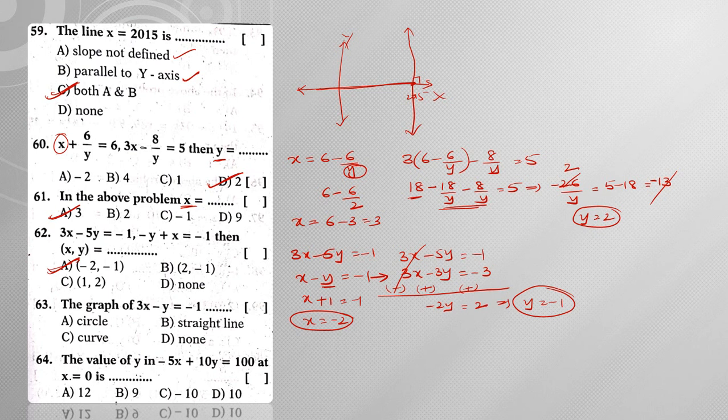Right, the graph of 3x minus y is equal to minus 1 is, if you observe, a linear equation in 2 variables. Hence it represents a straight line. Right, next: the value of y in minus 5x plus 10y is equal to 100 at x is equal to 0. When I substitute x is equal to 0, then 10y is equal to 100. That means y is equal to 100 by 10, which is 10.